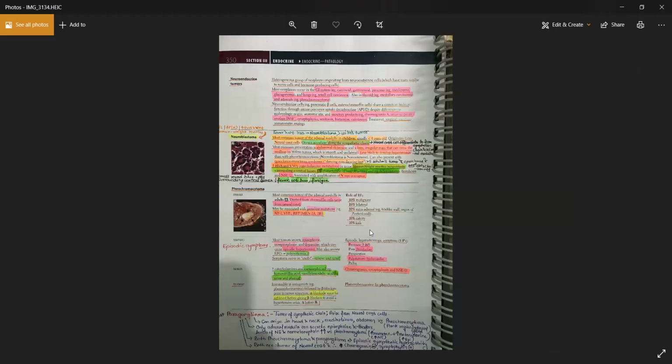Okay. So now you need to know the neuroendocrine tumors. Okay, just give me a second for that.